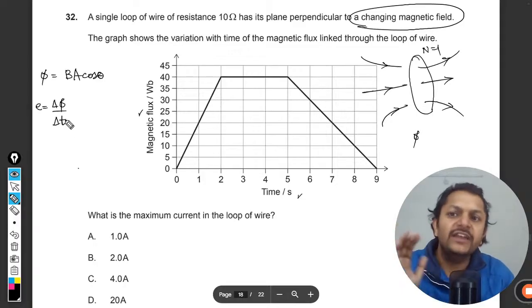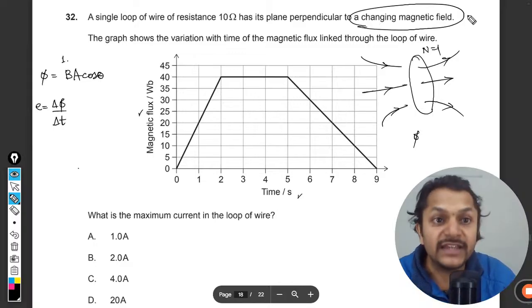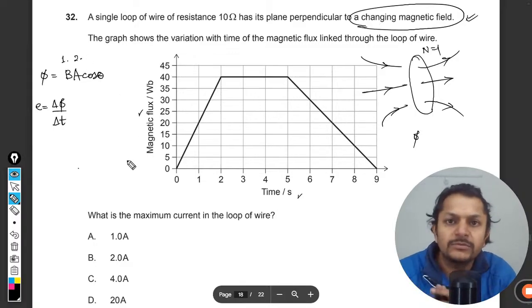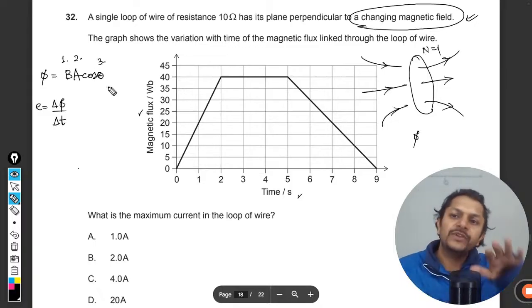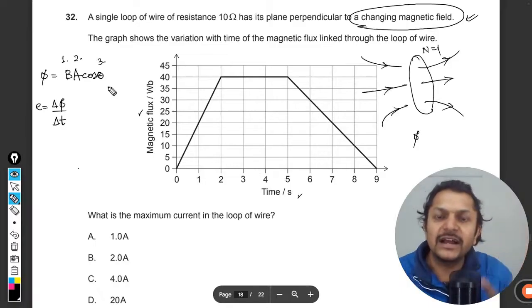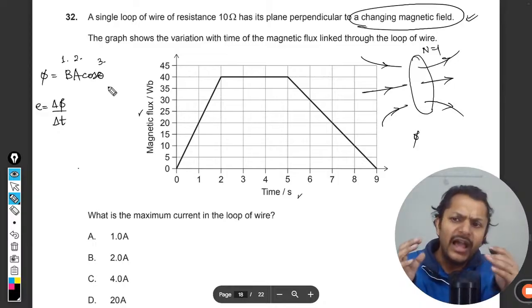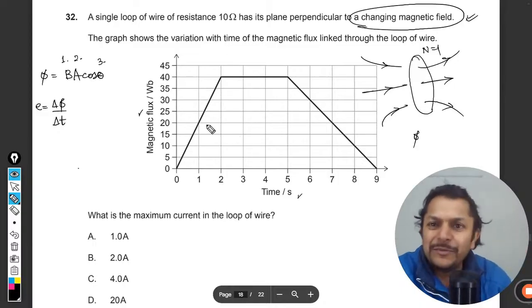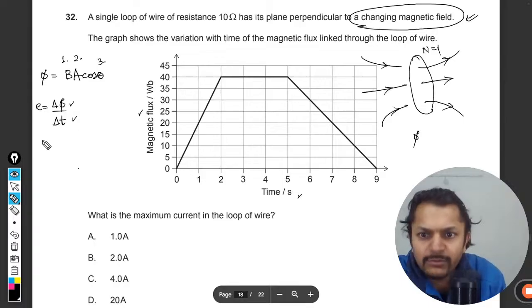Now flux can vary, point number one, with the help of the magnetic field, which is actually the case here. Point number two, with the help of the area of the loop, which becomes the case of motional EMF. And theta, which is kind of orientation, which is exactly the case with electric generators. Having said that, we are not going to move into the 100% details now. So the graph given is flux and time.